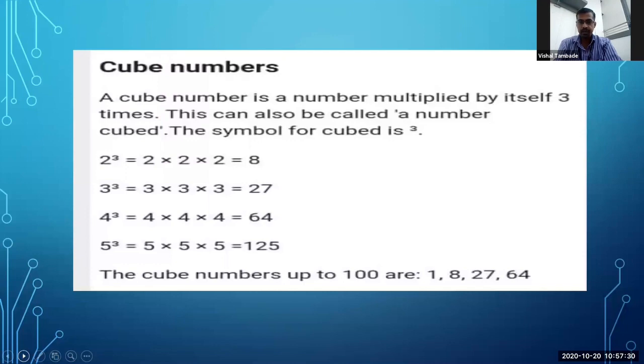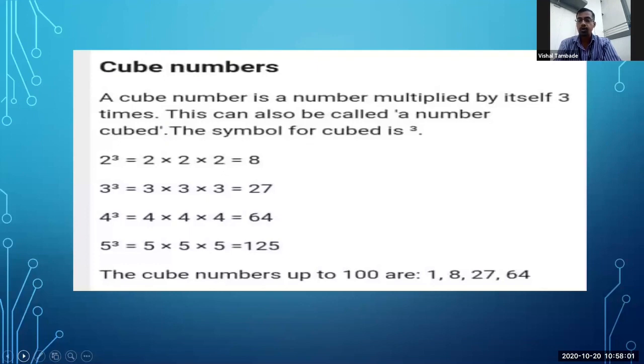Okay. Means how to find the cube? Okay, it's so simple. If any number has a power 3, it's a cube number. If any number has a power 2, it's a square number. Okay, it's a shortcut to recognize a square number or cube number. If any number has a power 2, it's a square number. And if any number has a power 3, it's a cube number.